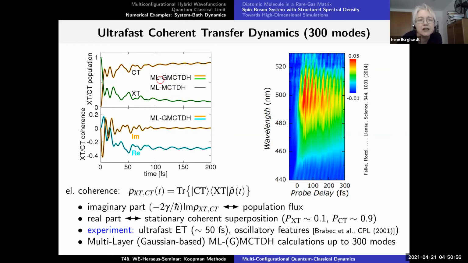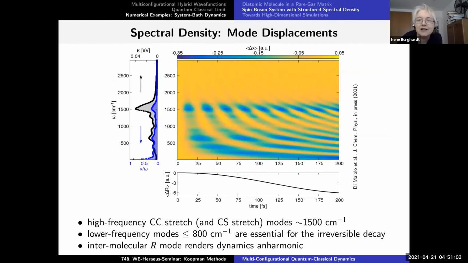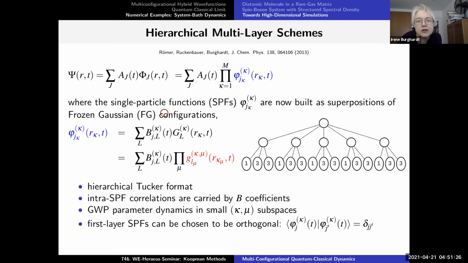So the Gaussian base scheme is very precise. ML actually stands for multi-layer. I'll say something about that in a second. This is the spectral density again, and the motion of the modes that are represented by the spectral density. So we represent the environment here explicitly in terms of 300 modes, and we see that there is a very different participation of the modes and the dynamics depending on the frequency and the spectral density.